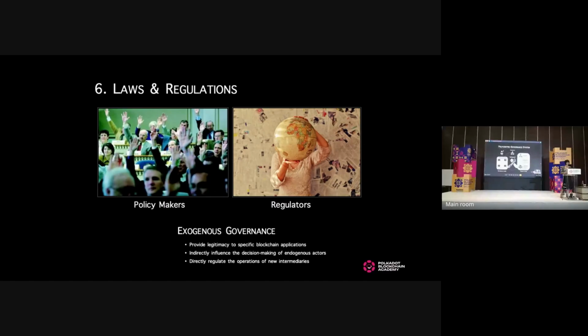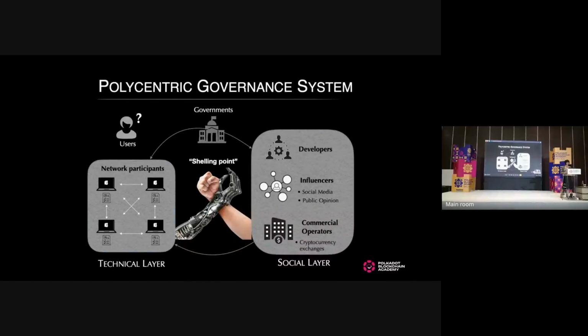The most important, okay, this is a very important slide. I suggest you pay attention to it or take a picture, which is basically trying to illustrate the polycentric governance system of a blockchain network, where we have, on the one hand, the technical layer, which is the network participants that are actually participating in the network, which are miners, validators, etc. On the other hand, we have the social layer, which are the developers, the influencers, the founders, the ones that are influencing the public opinion.